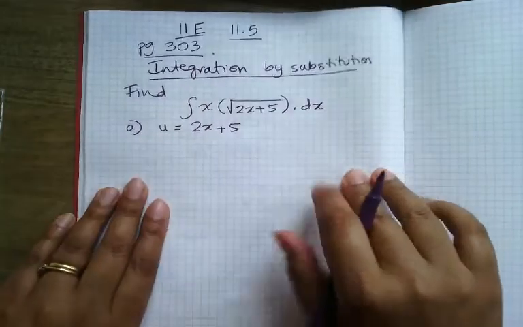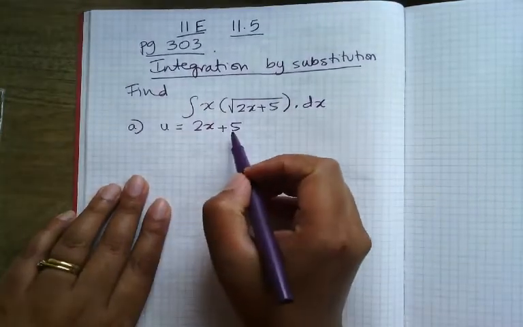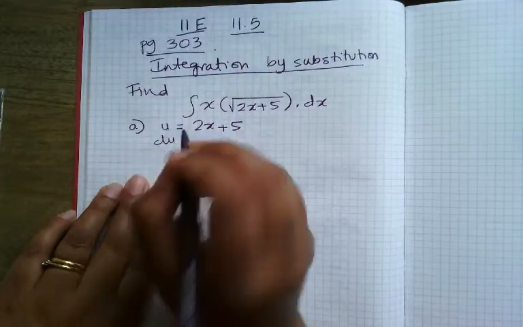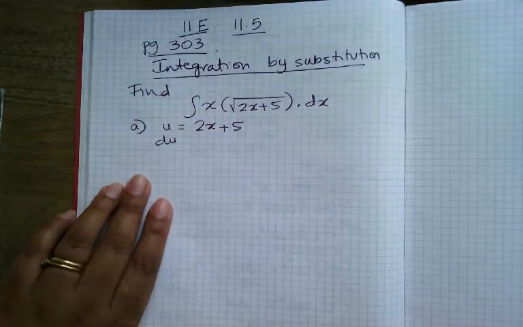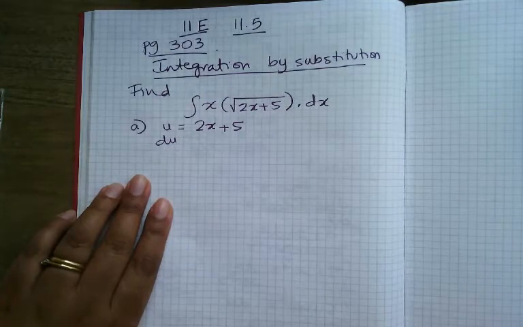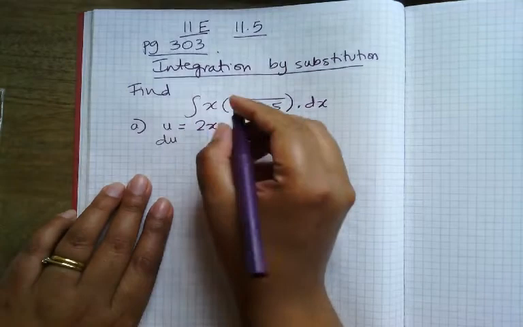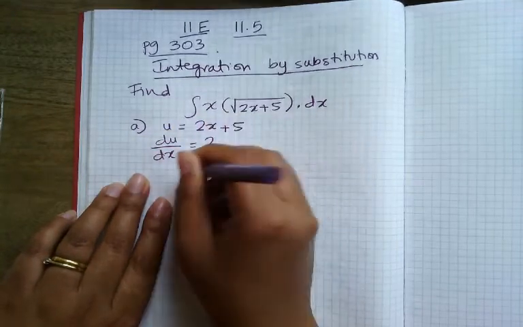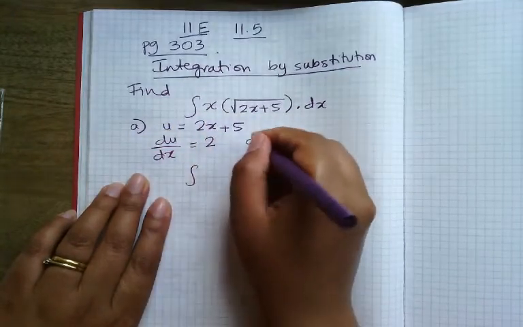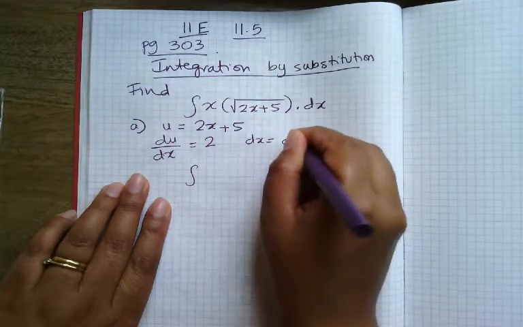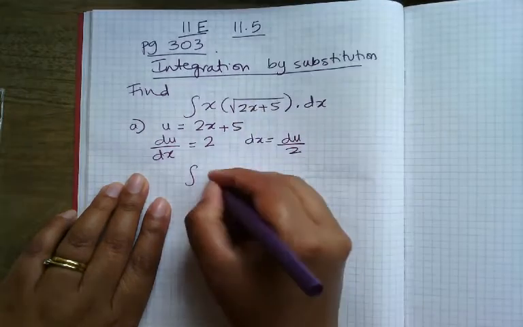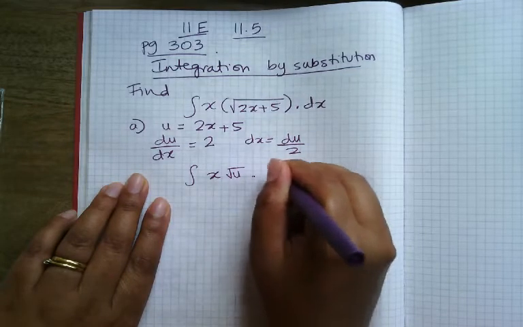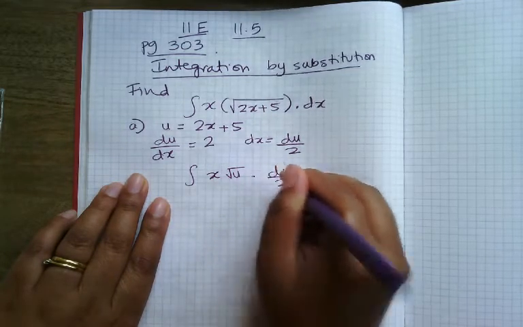You can use both of them, it will give you the same answer, but one is slightly easier than the other. So if our u is 2x plus 5, and this is given to us, and sometimes it is in your exam questions, and if they do give you a substitution, then you must use that one. So du by dx will be 2. That means dx is going to be du over 2. Put that substitution in there, and this is what we will have.